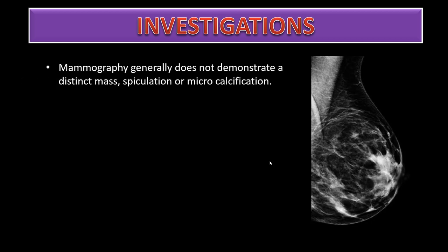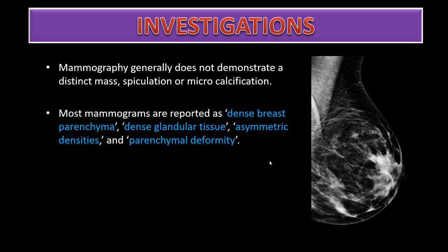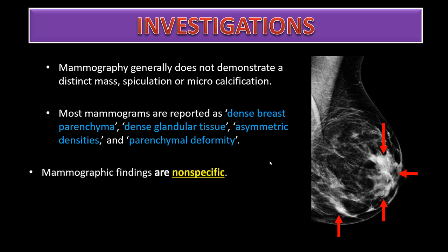Mammography generally does not demonstrate a distinct mass, speculation, or microcalcification. Most mammograms are reported as dense breast parenchyma, dense glandular tissue, asymmetric densities, and parenchymal deformity. Mammographic findings are non-specific.